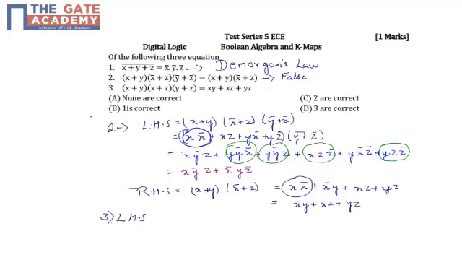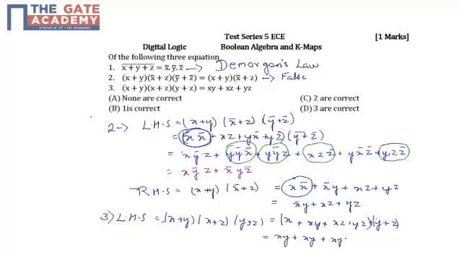Third one, for this we have LHS is equal to (x plus y) times (x plus z) times (y plus z). So this is nothing but x plus xy plus xz plus yz, times (y plus z). Again solving this, we get xy plus xy plus xyz plus yz plus xz plus xyz plus xz plus yz.